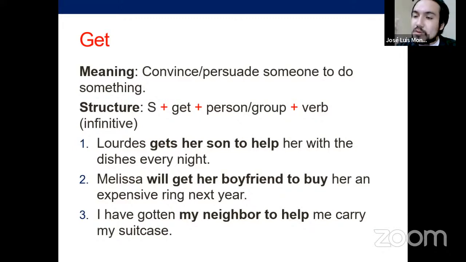So let's work with some speaking examples now, please. You see in present, Lourdes gets her son to help her with the dishes every night. So what is an example that you can give me in this case, Gladys? What is something that you convince another person to do for you? That's the logic: someone convinces another person to do something for him or for her. And in this case, in present, like a routine. What example can you give me with this logic?